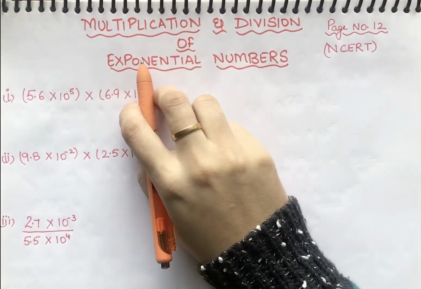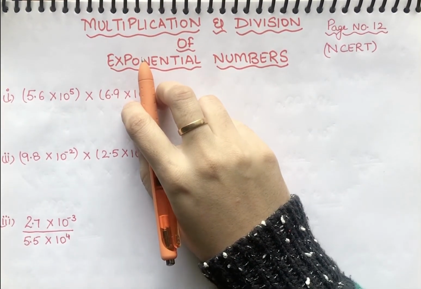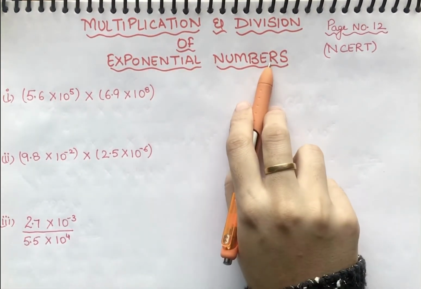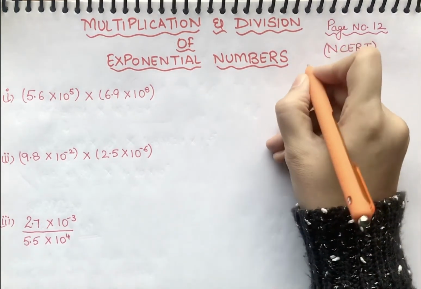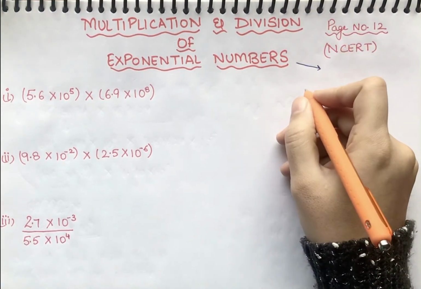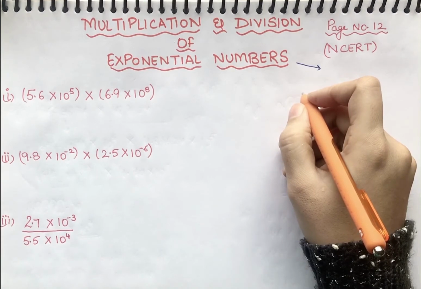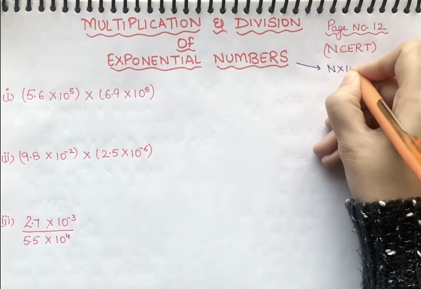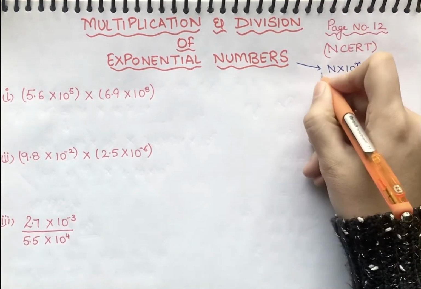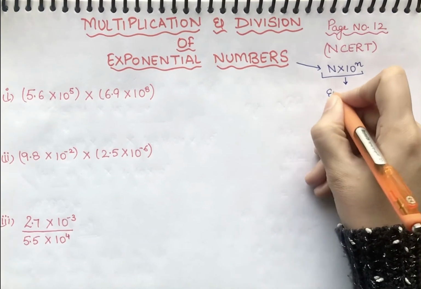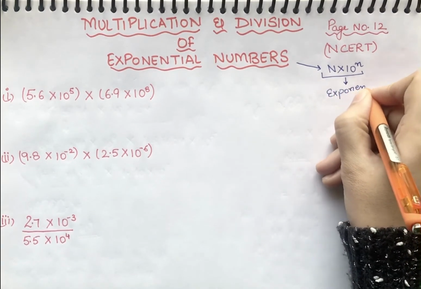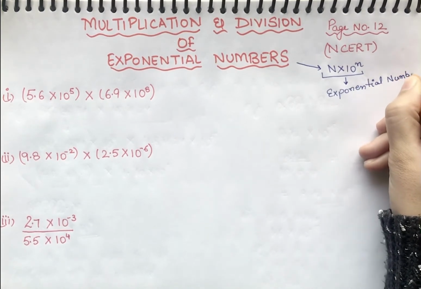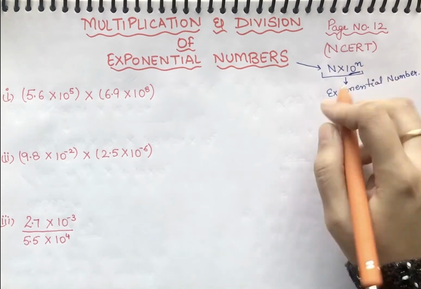Okay students, now we are having operations of scientific notations. How can we process multiplication and division of exponential numbers? Now what is an exponential number? First of all, we should know that if I express any scientific notation in terms of N into 10 raised to power n, that is none other than an exponential number. A number expressed in terms of 10 raised to power n is an exponential number.